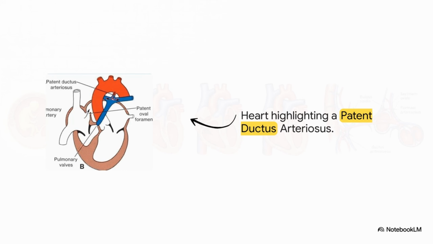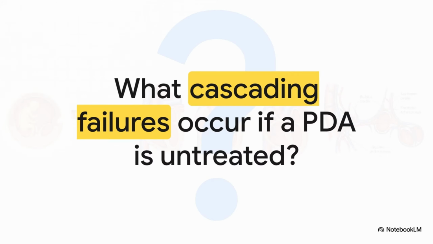A PDA can happen as a totally isolated, standalone defect, or it might accompany and sometimes, fascinatingly, even compensate for other really severe congenital heart defects. Because aortic pressure naturally becomes much higher than pulmonary pressure right after birth, a patent ductus arteriosus will actually cause oxygenated blood to flow backwards, from the aorta back into the pulmonary artery. This creates a left-to-right shunt, severely overworking the lungs and the left side of the heart.